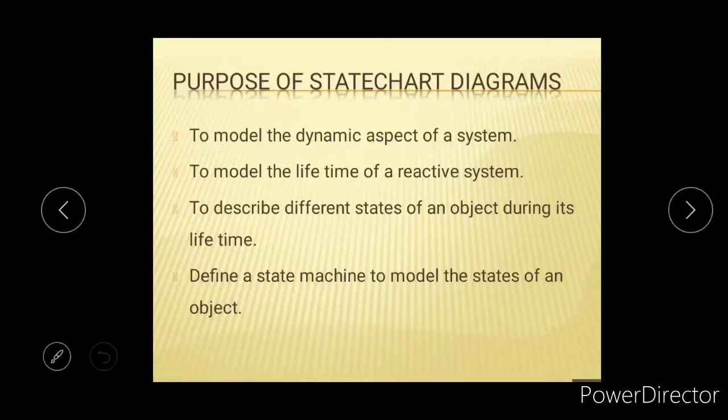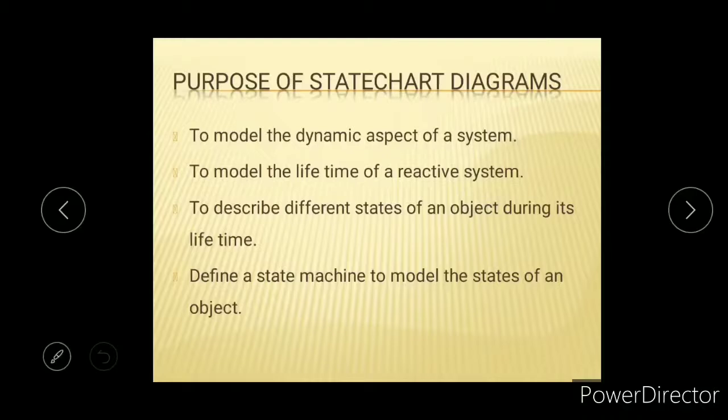Next, the purpose of state chart diagrams. A state chart diagram is one of the 5 UML diagrams used to model the dynamic nature of a system. They define different states of an object during its lifetime, and these states are changed by events. State chart diagrams are useful to model reactive systems. Reactive systems can be defined as systems that respond to external or internal events.